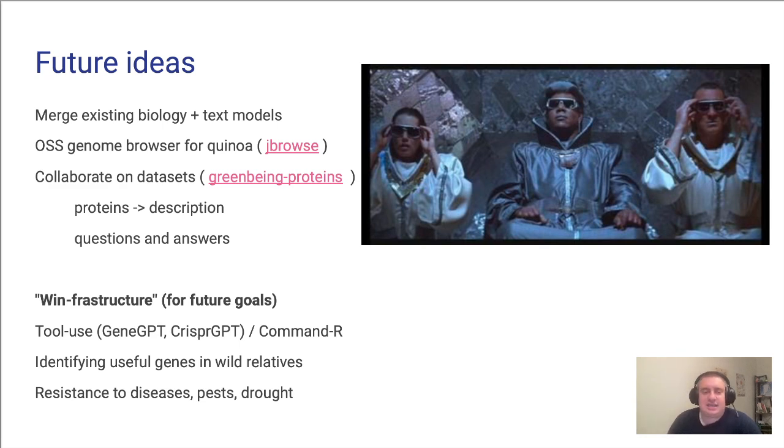The other idea is identifying genes that help the plants resist diseases, which happen. Plants can catch like a fungus or something. Pests, which are predators of plants, different insects and things. And drought, which is nature.